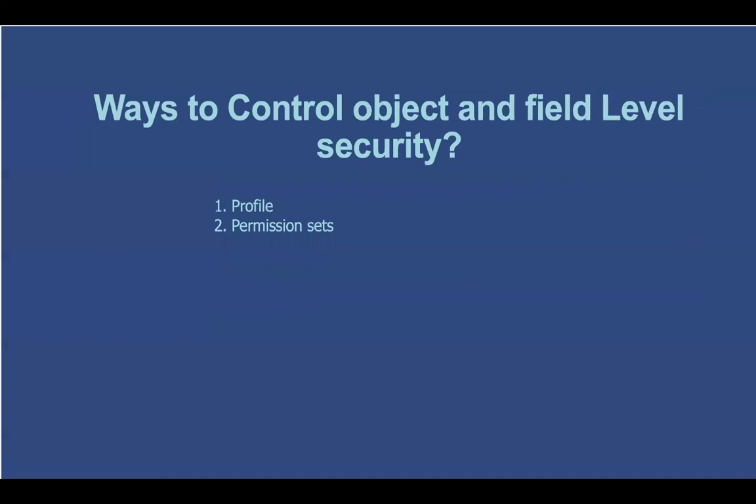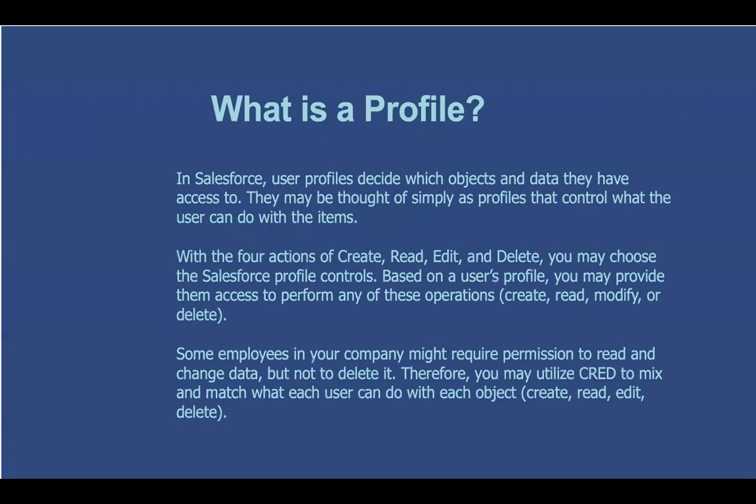Now moving on, talking about object and field level security, the question comes, how can we control this? The interviewer can ask you, you mentioned there are different aspects to security, now how can we control object level and field level security? So there are two things here. First is the profile and the permission sets. A profile basically is, in Salesforce, the user profile that decides which objects and data they have access to.